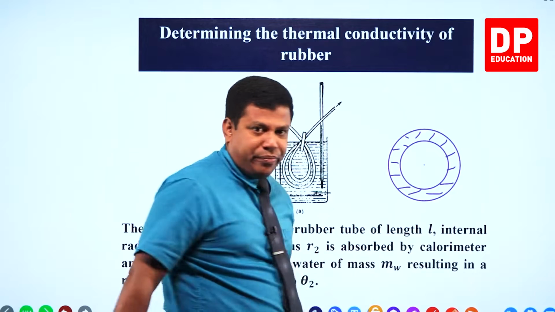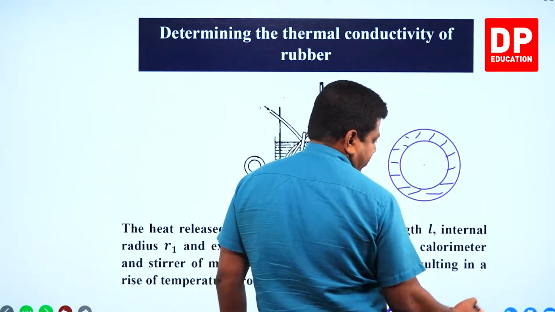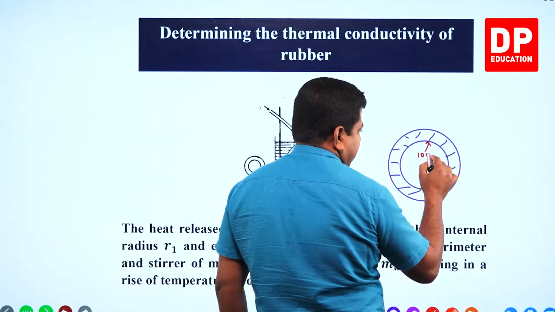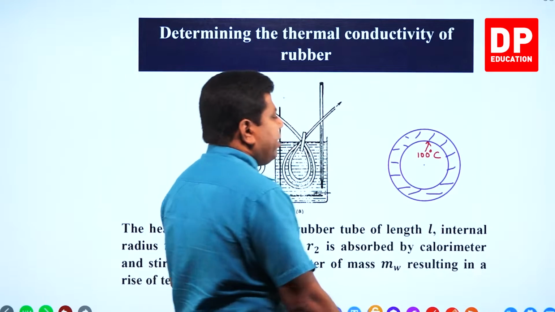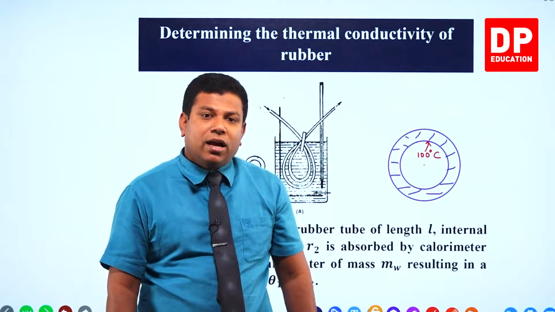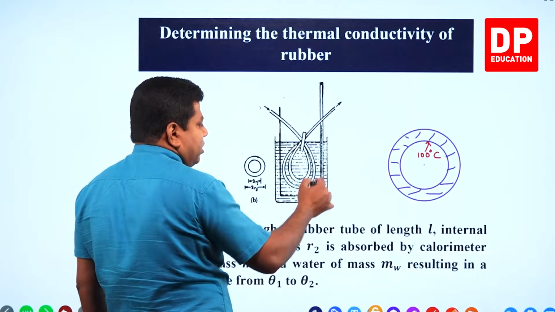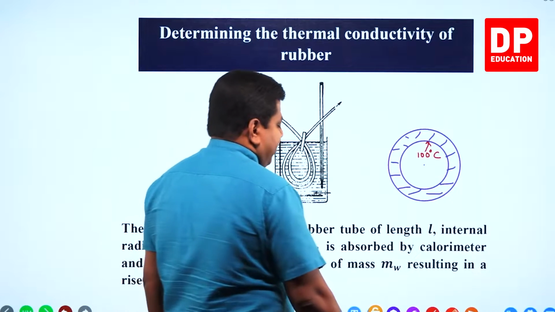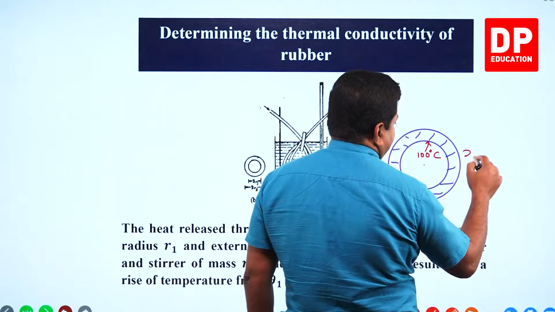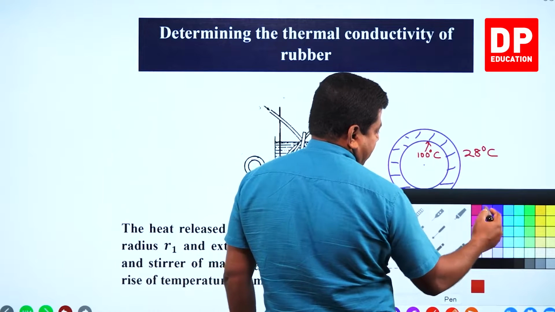You are sending steam through this rubber tube, so the internal surface is going to be at 100 degrees, assuming steam is at 100 degrees. What will be the temperature of the external surface? That's the temperature of this water. Let's say when you are starting the experiment, the external temperature is 28 degrees.